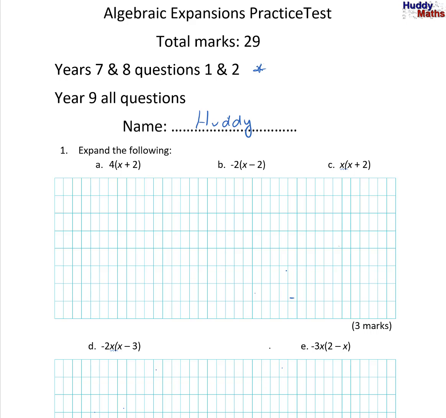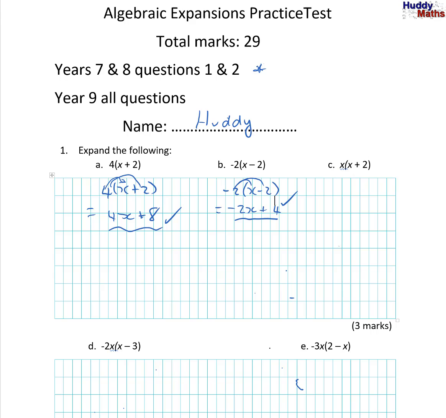Okay, expand the following. So in an expansion, it means 4 lots of x plus 2. So 4 lots of x plus 2 is 4 lots of x. This is the distributive law. Plus 4 lots of 2 is 8. So for this one, there's only 1 mark for that. Okay. In the next one, neg 2 lots of x take 2 is equal to neg 2 times x is neg 2x. Okay, so there's only 1 mark for that.